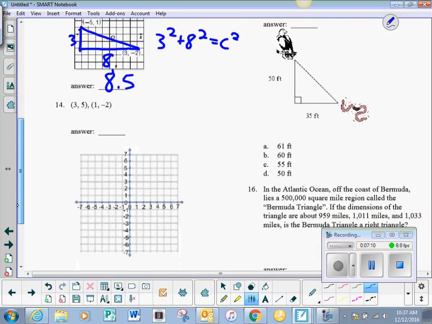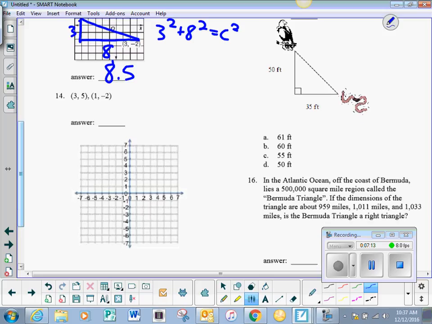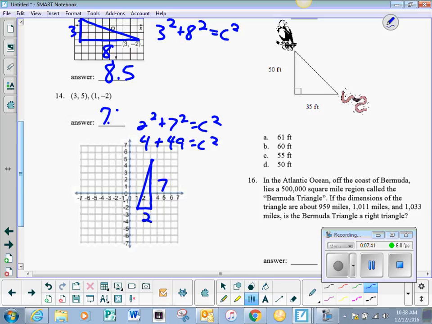That befuddles me. Number 14, you had to actually graph it. 3, 5, and 1, -2. Now I'm going to go ahead and make my right triangle so I can figure out the distance. And this is 7, that's 2. So 2 squared plus 7 squared is c squared. 4 plus 49 is c squared. So we're going to take the square root of 53. 7.3. Wow, I got that too. Sweet. Okay, this one you're finding the hypotenuse.